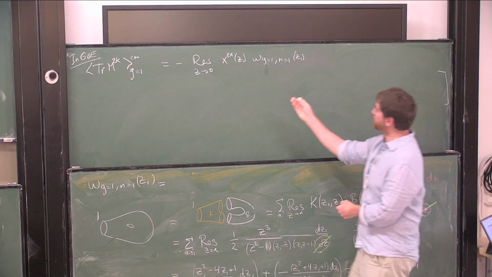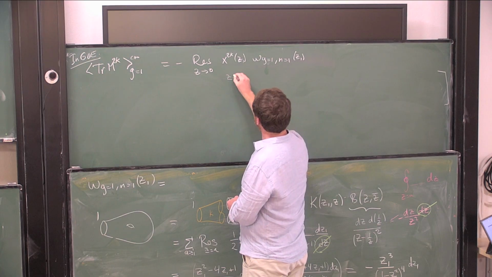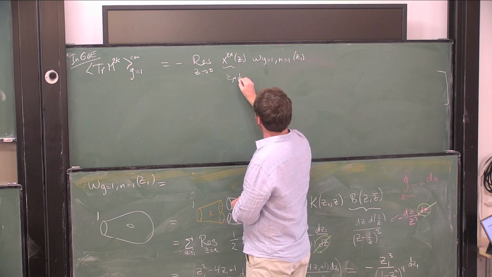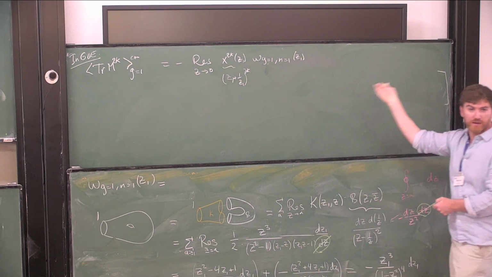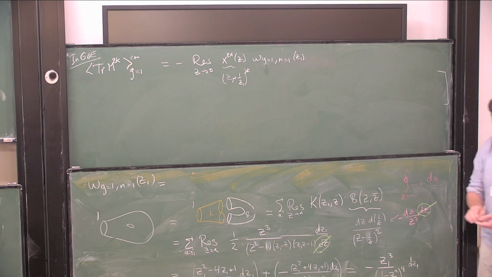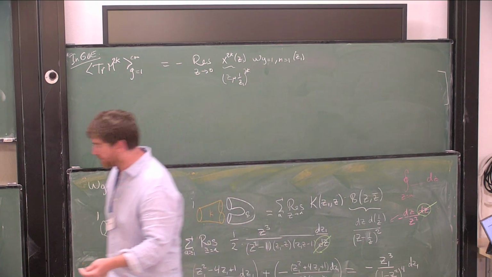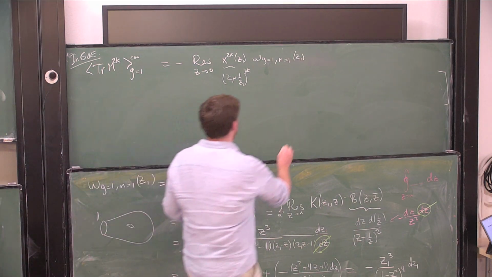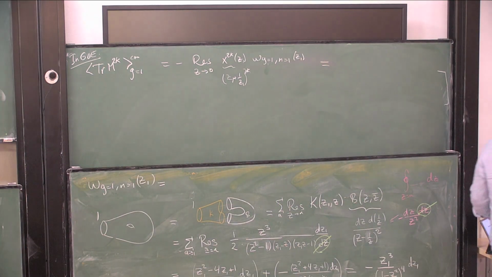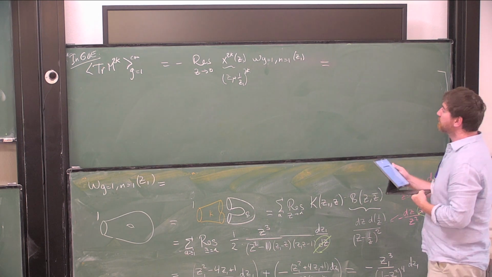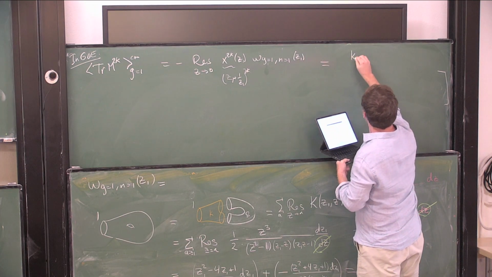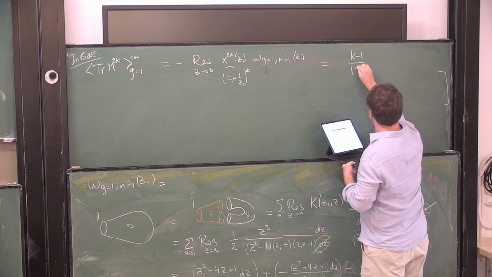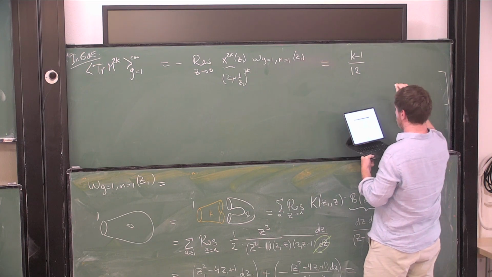So this is a totally explicit thing, right? This just means (z plus 1 over z) to the 2k. So you just expand that, and you can compute this residue. We don't need to sit down and do it for very long. I'm just going to tell you the answer here. Okay, if you do this, you will find that it is equal to minus 1 over 12.